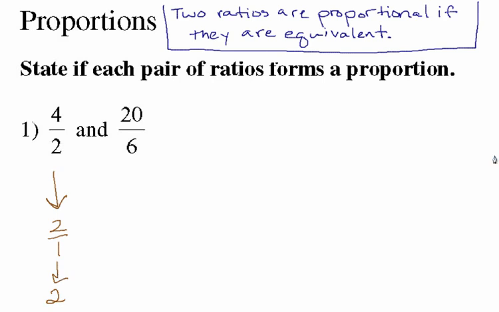So let's check the other one. 20/6 is another way of saying 10/3, and this can no longer be simplified because 10 and 3 do not have any common factors. Well, is 2 equal to 10/3? Are 2 and 10/3 equal to each other? Well, no, they aren't. So this is a no.